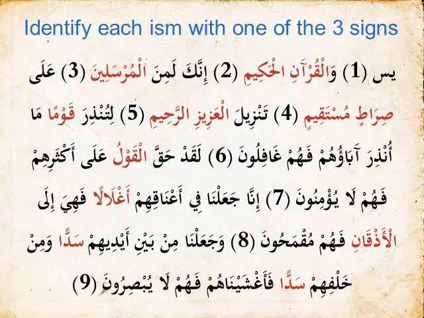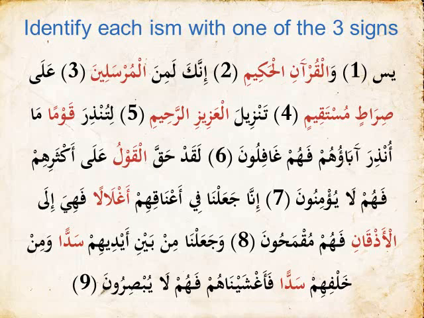Mustaqimin ends with tanween, ismun. Al-Azizi, Ar-Rahimi, both have al, ismun. Qawman, ismun. Al-Qawlu, alif lam. Aghlalan has tanween, an, therefore it's ismun. Al-Adhqani has alif lam, therefore it's ismun. Saddan, twice there, it has an, tanween at the end, therefore it's ismun. So that's just a brief guide.